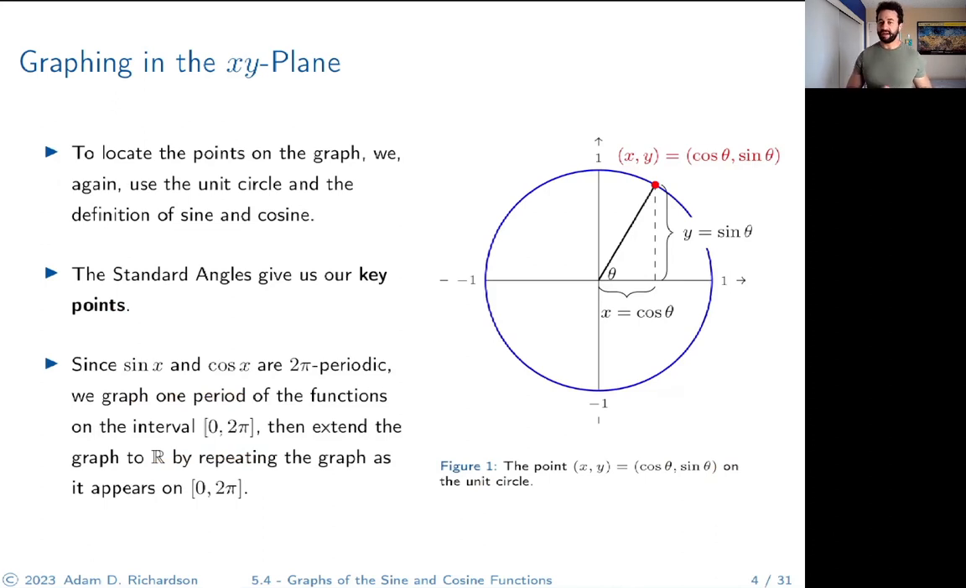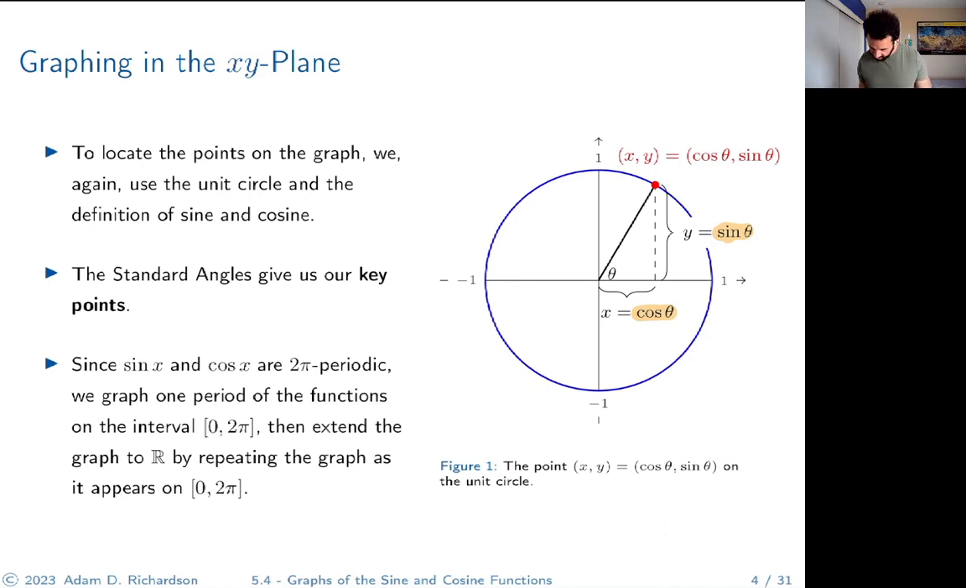So how do you actually graph these things? Well, it might not be so surprising anymore, but you have to imagine the unit circle. And the unit circle is going to inform everything about what these graphs look like in a very, very deep way, as we'll see when I pull up these animations. So how do we locate the points on the graphs of these functions? We use the unit circle and the definition of sine and cosine. So just a quick reminder, sine of theta is the vertical displacement, and cosine of theta is the horizontal displacement.